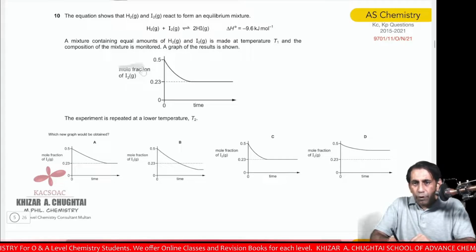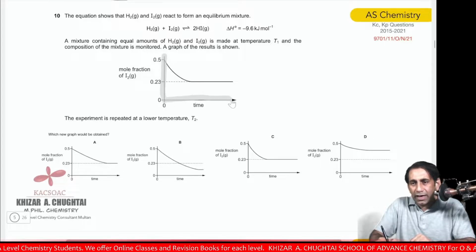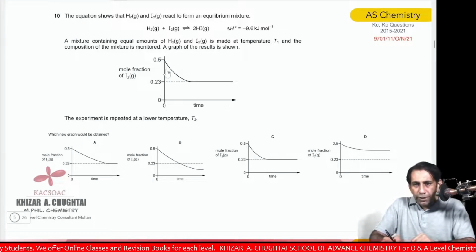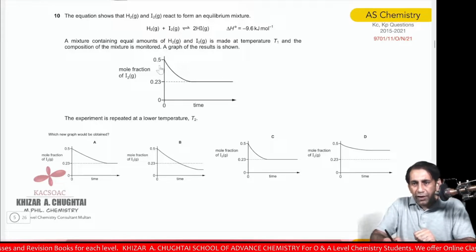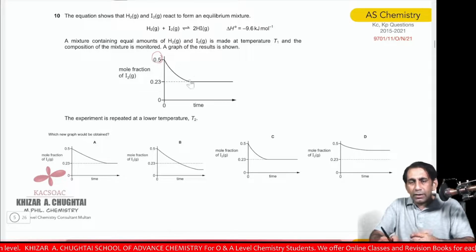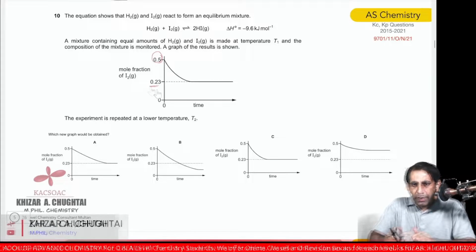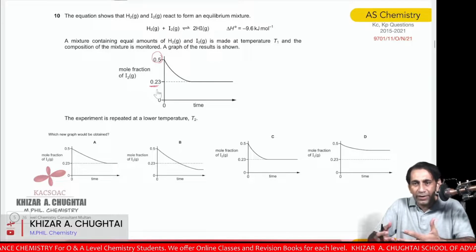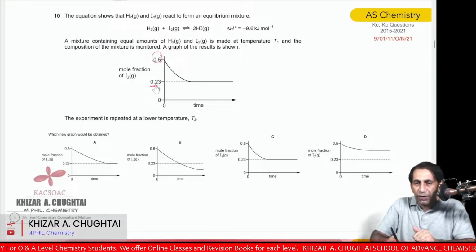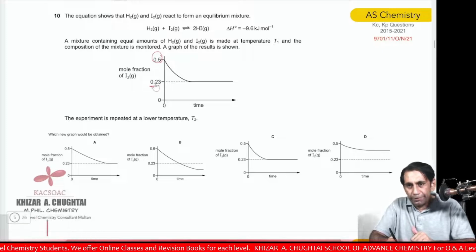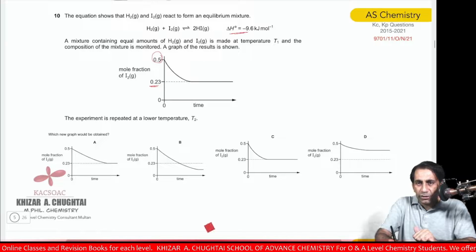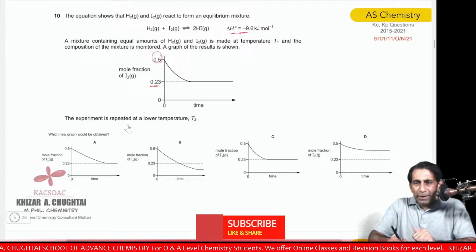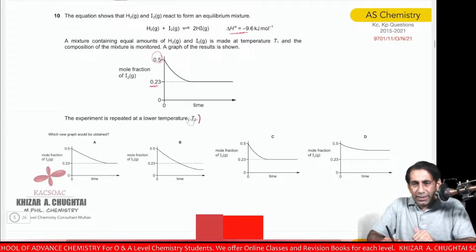Here is the graph: mole fraction of I2 on the y-axis and time on the x-axis. Initially, from this graph, you can see that we were having 0.5 mole of I2, and at the stage of dynamic equilibrium, the mole fraction of iodine is equal to 0.23. Once again, this reaction is an exothermic reaction. So, this experiment is repeated at a lower temperature, that is said to be T2.